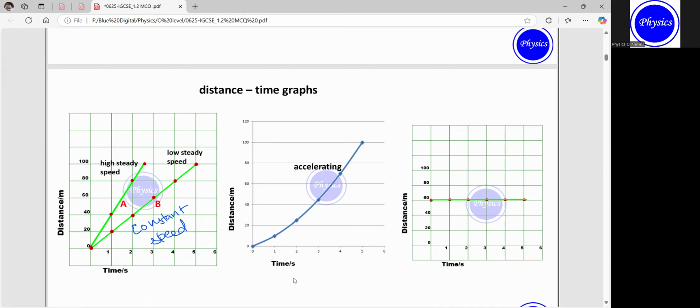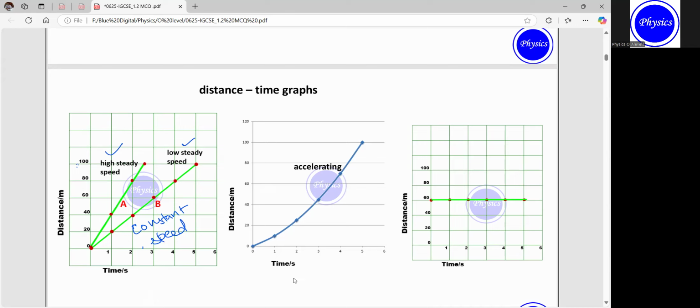Here you can see, compare A and B. Look, object A has reached 100 meter in like 2.5 seconds. If you see B, it has reached the same 100 meter in 5 seconds. So A has a higher steady speed and B has a lower steady speed. So wherever you see a straight line passing through the origin, in distance time graphs, it will be constant speed. Depending upon the steepness, it will be high or low.